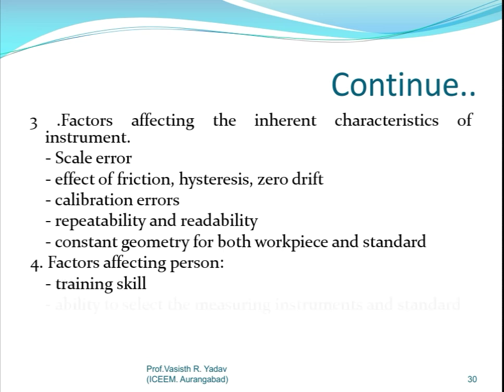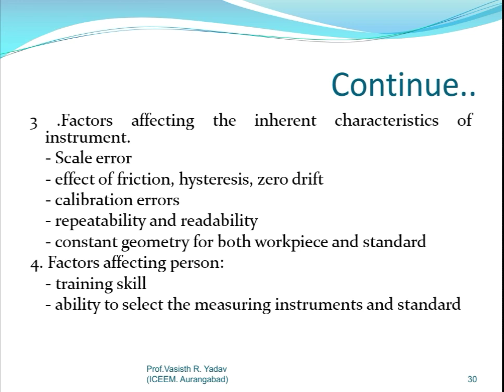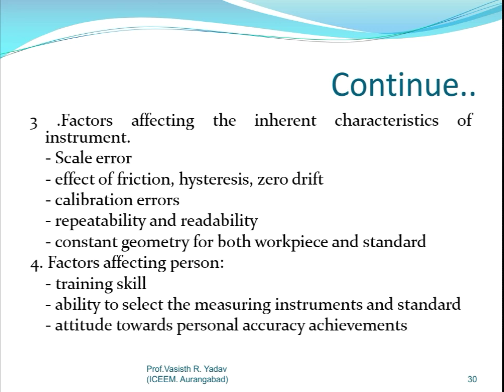And talking about the fourth factor, it is factors affecting the person, and those factors are training skill, that is the person should be a skilled one, ability to select measuring instruments and standard, of course if he has a good knowledge of those instruments and their working principle, then he can select those measuring instruments, and his own attitude towards personal accuracy achievement. So that was the fourth factor.